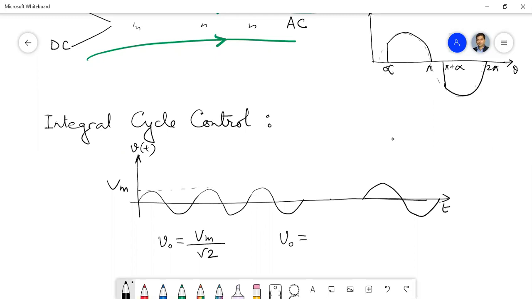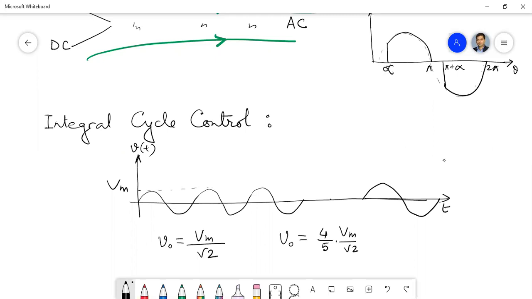Sir, Vm by root 2 into 4 by 5, since we have made one period off. So 4 by 5. Just 4 by 5, isn't it? That means we have made only one cycle off. 4 by 5. 4 by 5 Vm by root 2.